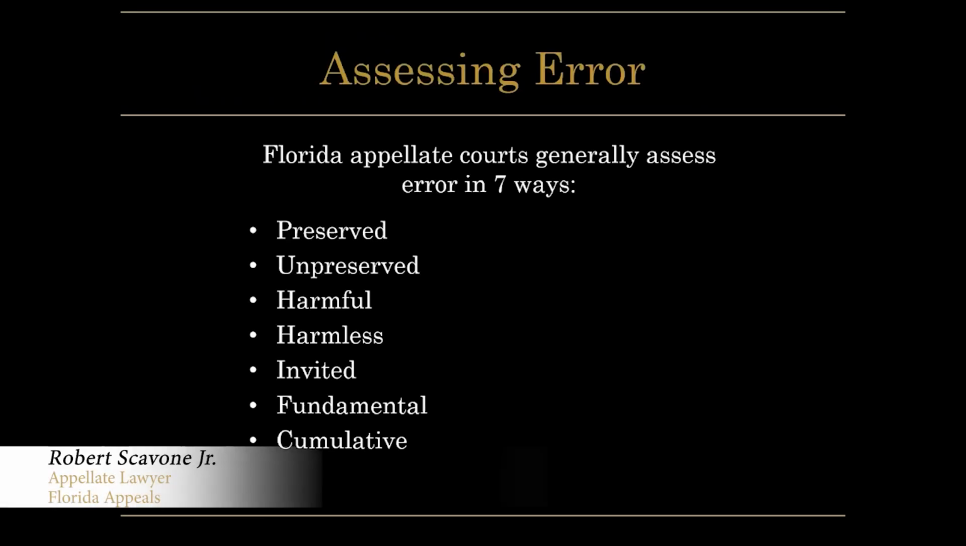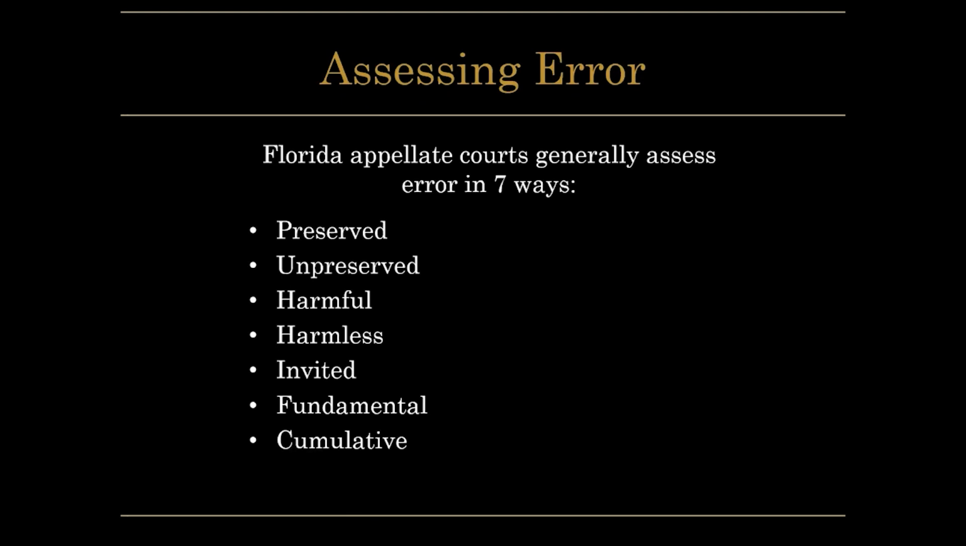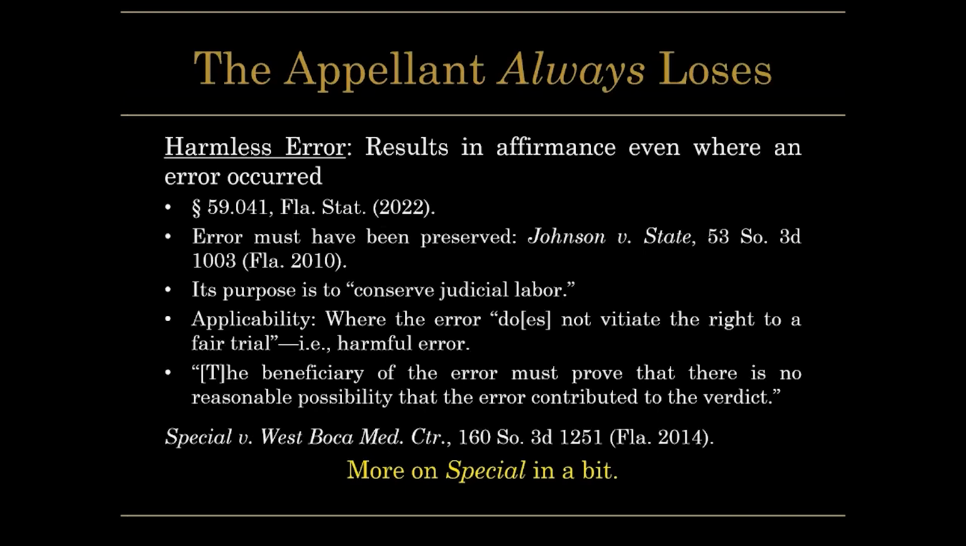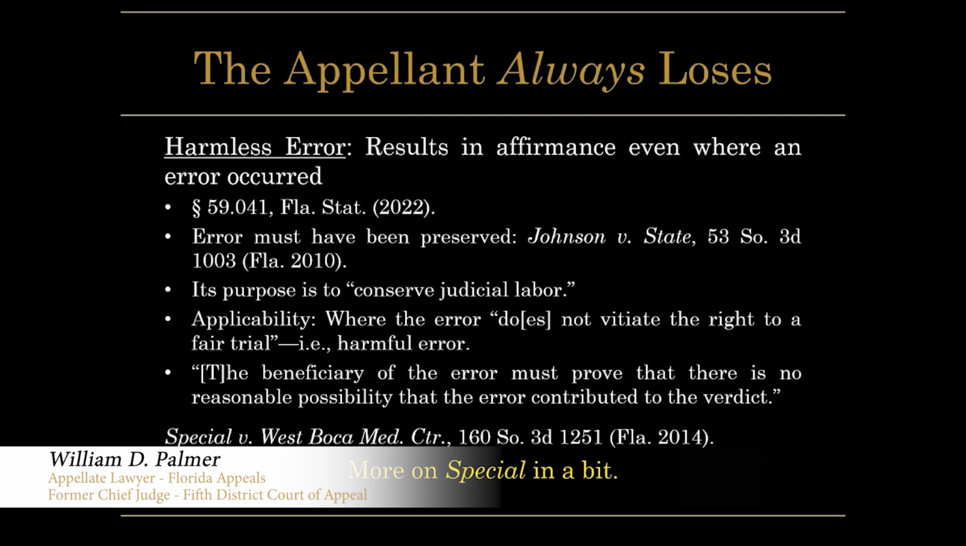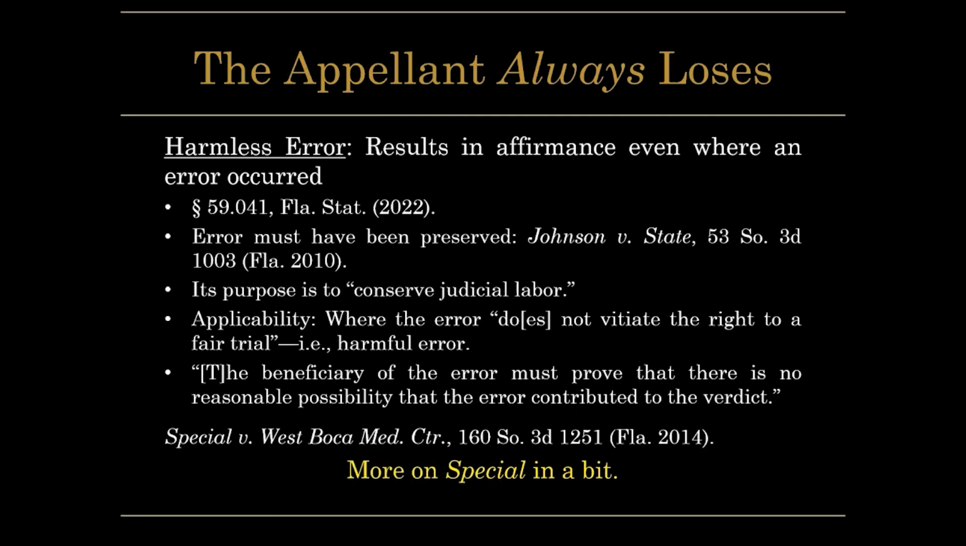Harmless error review. This is sort of like the "even if" error. Even if the court erred and assuming the error was preserved, the appellate court will affirm. Harmless error: here the appellant always loses because even though the error was harmful and preserved, it did not vitiate the right to a fair trial. This frequently comes up in cases of the erroneous admission of hearsay, for example. One of the purposes of recognizing harmless error is we like to say you're entitled to a fair trial, you're not entitled to a perfect trial.